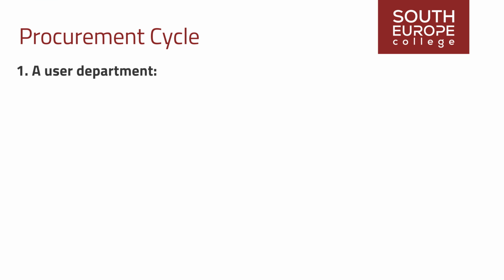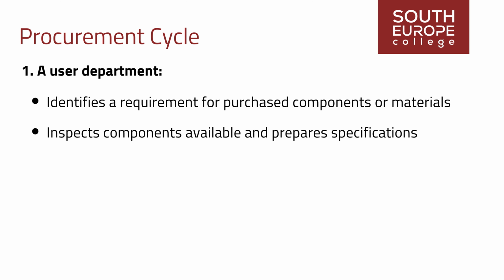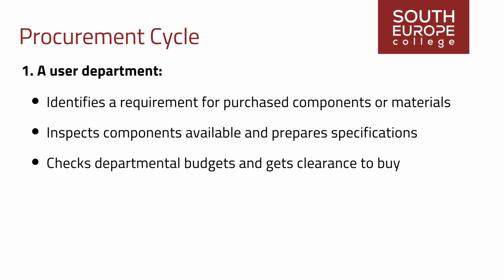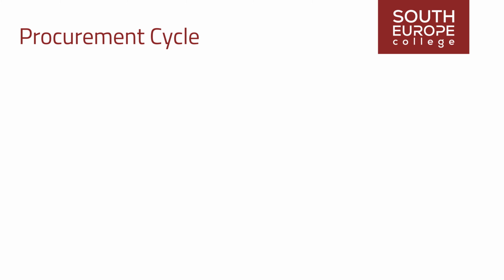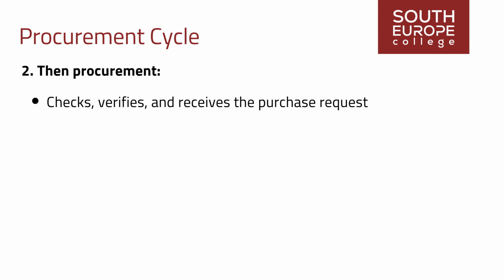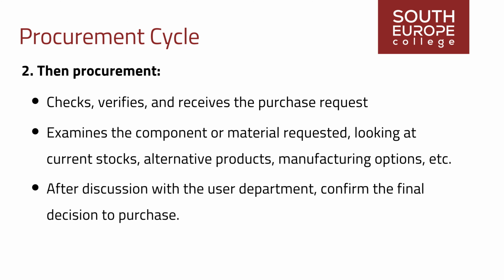A user department identifies a requirement for purchased components or materials, inspects components available and prepares specifications, checks departmental budgets and gets clearance to buy, and sends a request of purchase to procurement. Then procurement checks, verifies, and receives the purchase request, examines the component or material requested, looking at current stocks, alternative products, manufacturing options, etc., and after discussion with the user department, confirms the final decision to purchase.